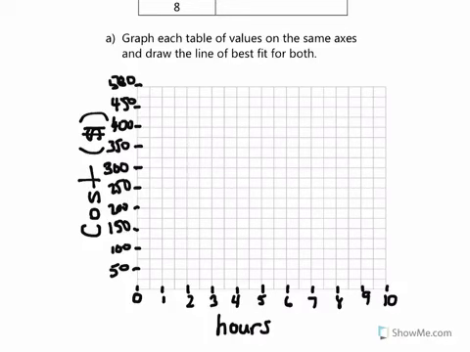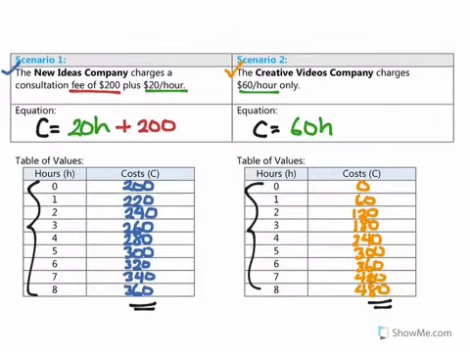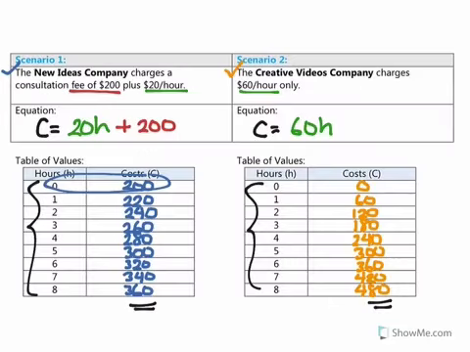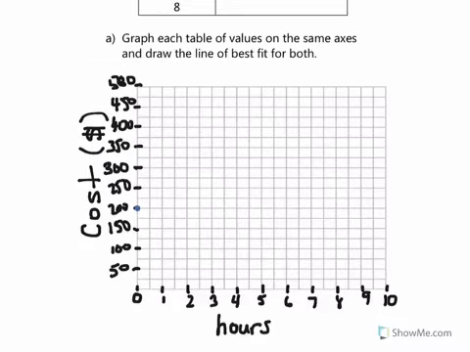Now I'm going to put in my dots. So starting with the blue, this is going to be 1 dot, 0 to 100. So let's put that into our graph. 0 on the bottom, going up to 200 and putting a dot right there. Now my second blue dot is going to be 1 and 220. Okay, so 1 hour, $220, maybe right somewhere there.